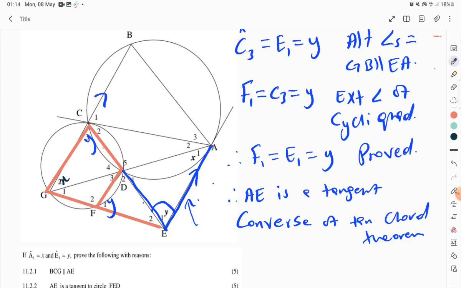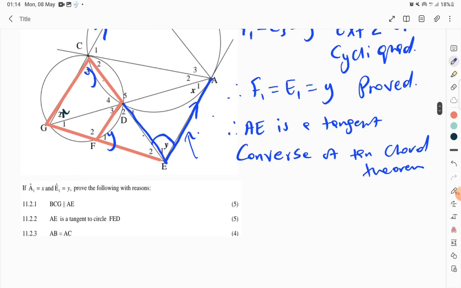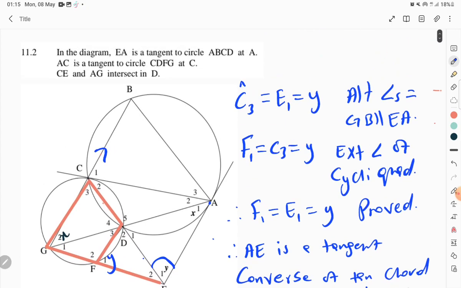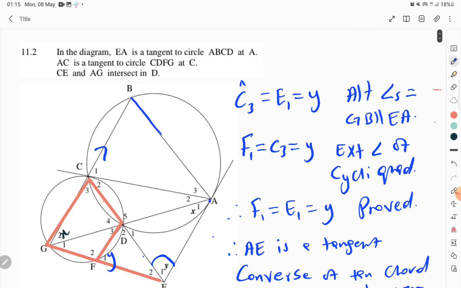Okay, so let's check the last question. The last question says prove that AB is actually equal to AC. Let me just get rid of this other information. Let's prove that AB is actually equal to AC.